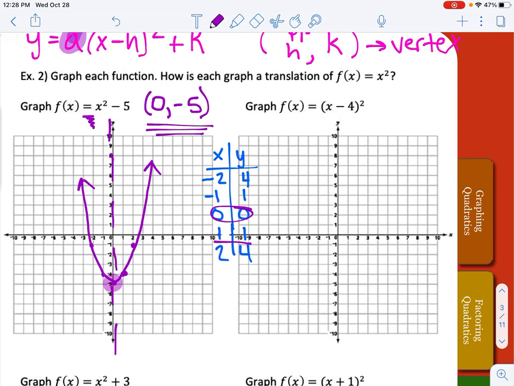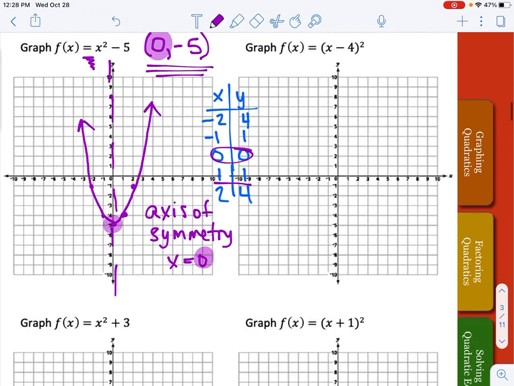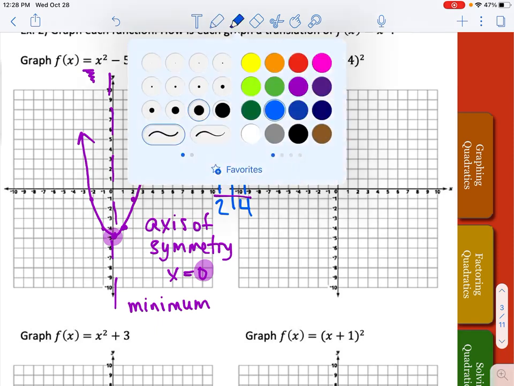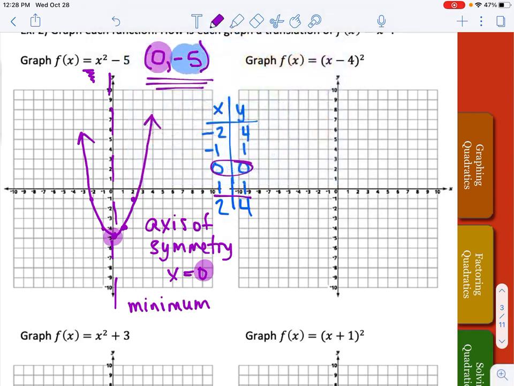Now, if I want to say my axis of symmetry, that would be this value right here, so x equals 0. And then my, in this case, minimum point, because it is the lowest point on the graph, is actually just my y value of my vertex. The minimum is -5.